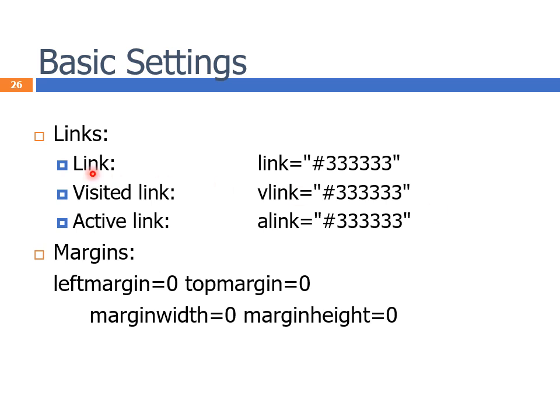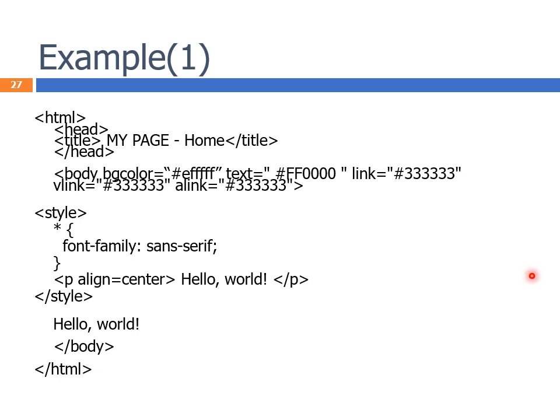Another thing, guys, you may want to check is the link color, visited link color, active link color. As you can see, when you Google some websites and click on a website, once it's opened, it will change color to purple. So this is the visited link color. Also, you can change margins.